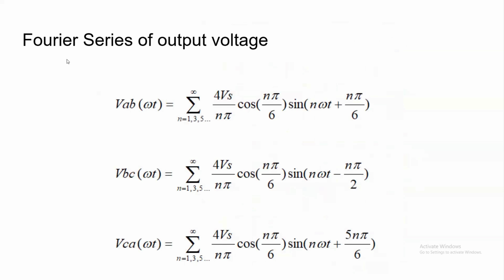Now we can obtain the Fourier series expressions for the line voltages VAB, VBC, and VCA. If we derive the Fourier series expansion, we will get the VAB expression as the sum over n equal to 1, 3 to infinity of 4 Vs by n pi cos n pi by 6 sin of n omega t plus n pi by 6. For VBC, we will get the Fourier series expansion as the sum over n equal to 1, 3 to infinity of 4 Vs by n pi cos n pi by 6 sin of n omega t minus n pi by 2. So the phase difference between this voltage and this voltage will be 120 degrees. And VCA will be the sum over n equal to 1, 3 to infinity of 4 Vs by n pi cos n pi by 6 sin of n omega t plus 5 n pi by 6.